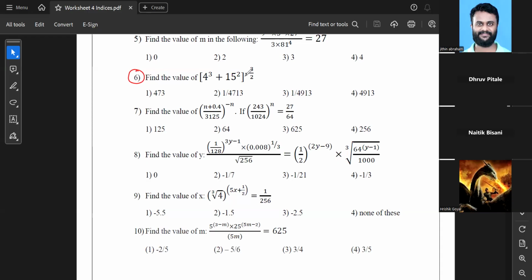Yeah, just a minute. This minus 3 by 2 is not a problem, but this plus sign is a problem. If this plus sign was not there, if it was a multiplication sign, it would have been very easy for me because I would have distributed this power to both of them and then solved. But since there is a plus sign, I won't be able to do that. I will have to solve it systematically. Sir, it can be a misprint also. Yeah, that is also a possibility.